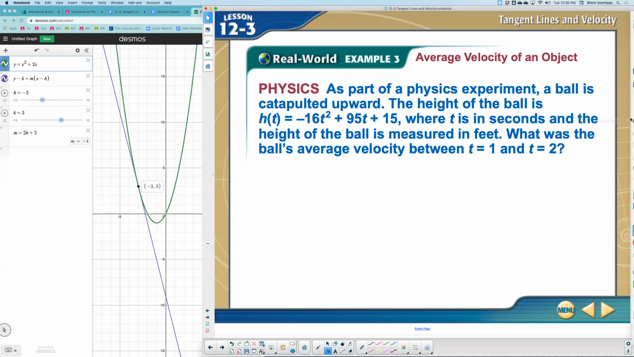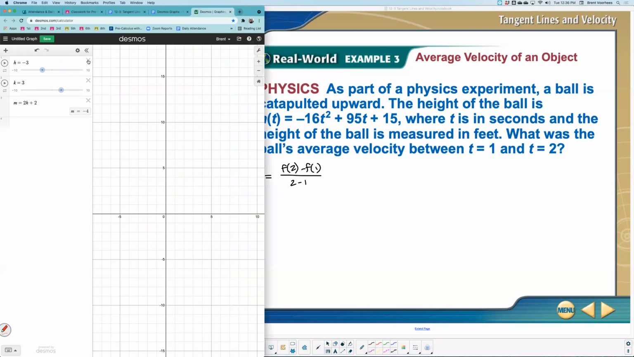So the formula we just had said that the average velocity, which they say v subscript avg for average, is equal to f of the second time, which would be 2, minus f of 1, that's the change in distance, divided by the time change between the two. So as I plug in these values, I'm going to use the calculator just to help us out this time, just for calculations, not trying to go through the whole picture.